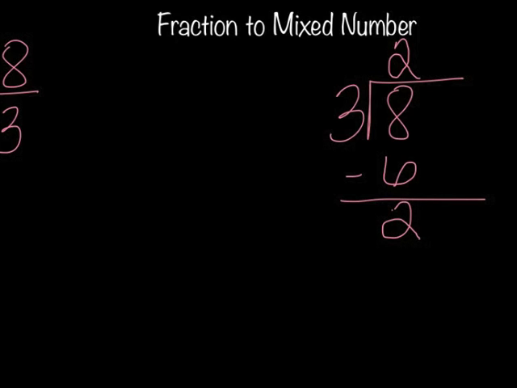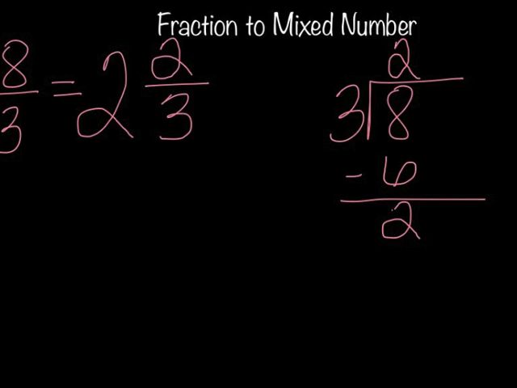With this, you're going to take your remainder of 2 and your denominator of 3, and that creates your new fraction. We already have our whole number, that's 2. And then we're going to have a denominator of 3 and a numerator of 2.